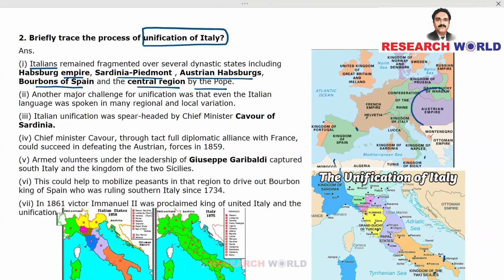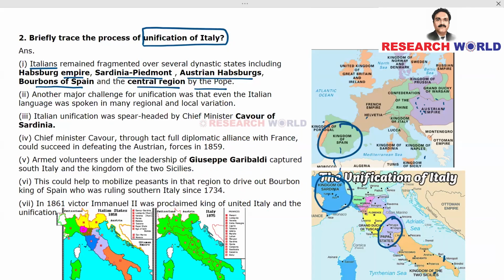Like, for example, the Habsburg Empire surrounding the Austria-Hungary region. We have studied that in Unit 3 as well as in Unit 2. So some of the Italians were living in this part of Europe. Sardinia Piedmont, you can see this, Kingdom of Sardinia. Again, the population got scattered there. Austrian Habsburgs, Bourbon of Spain, Kingdom of Spain, and the central region, the Papal States, somewhere here, the central region held by the Pope. This is called the Papal States.